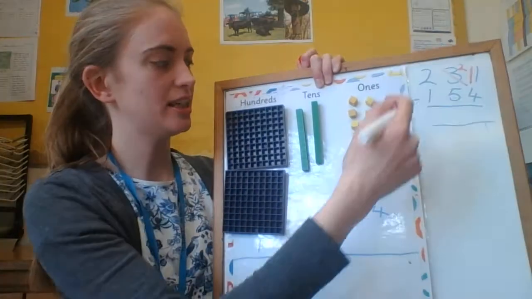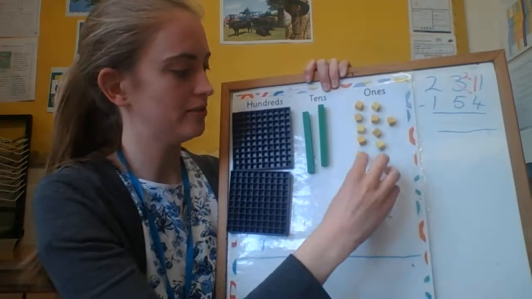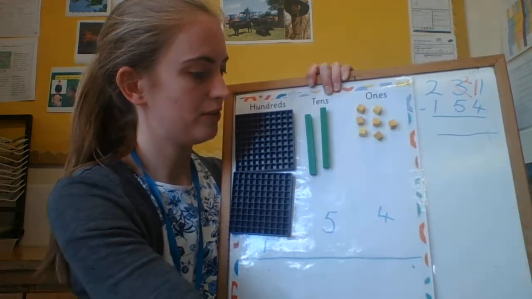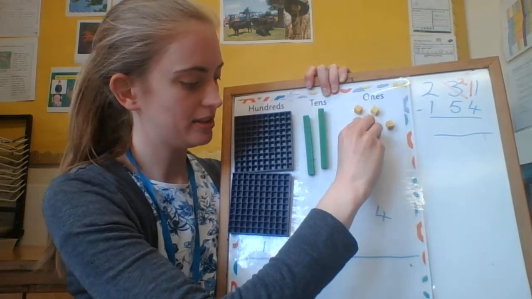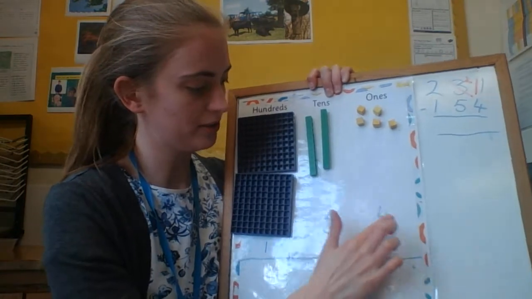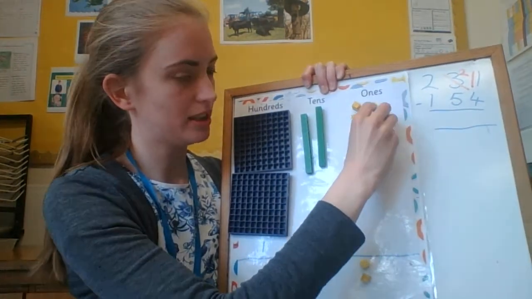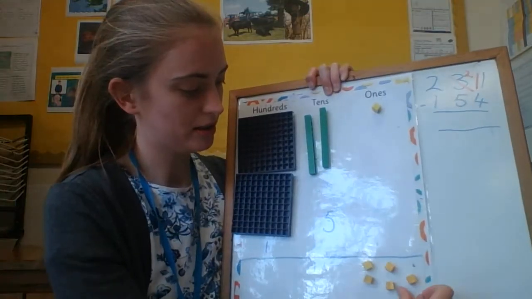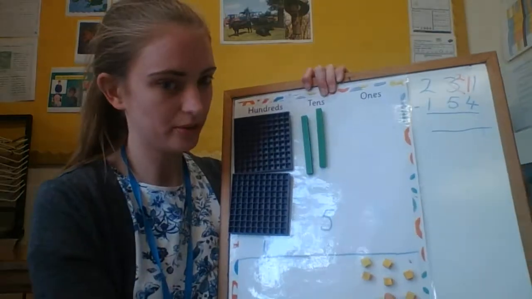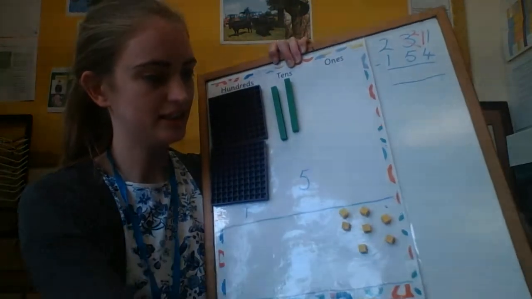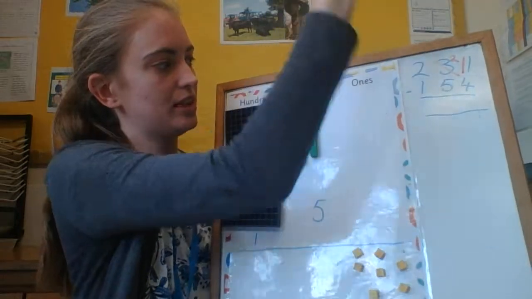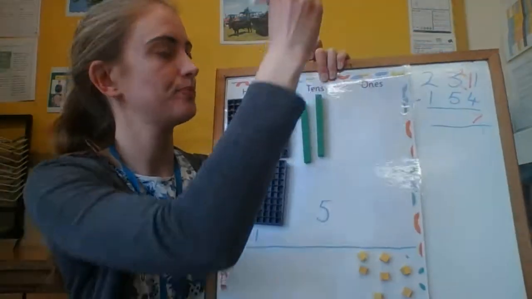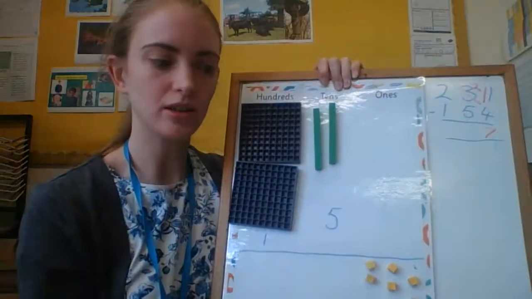Okay, 11 take away 4. Yeah, I can do that. I can take 4 away from there. So 1, 2, 3, 4. I've taken away that 4, so this is my answer. 11 take away 4 is 7. So 7 ones left. So we then move on to the tens column.